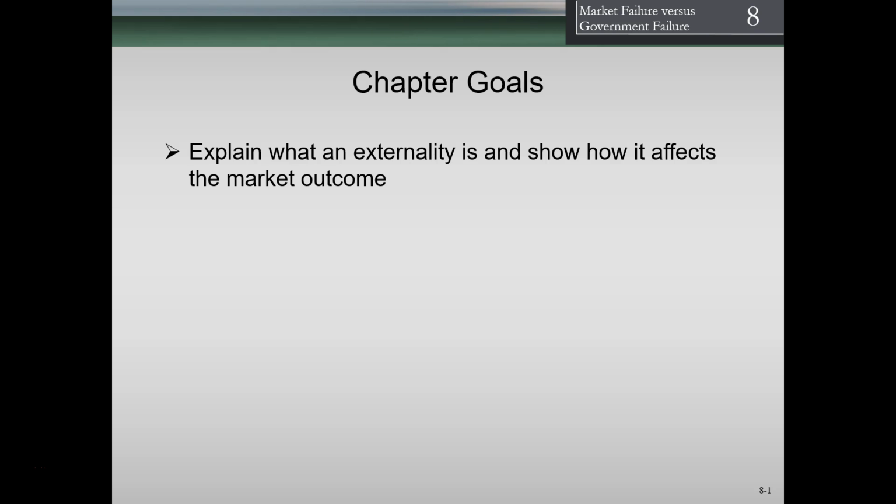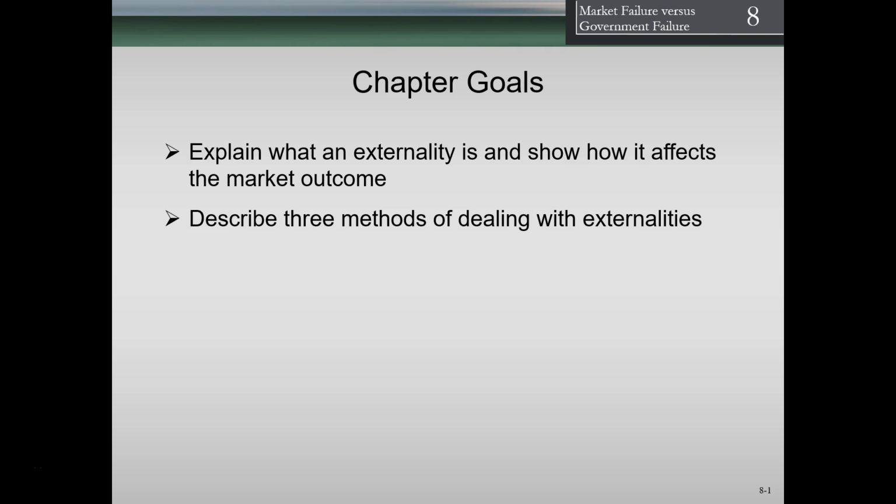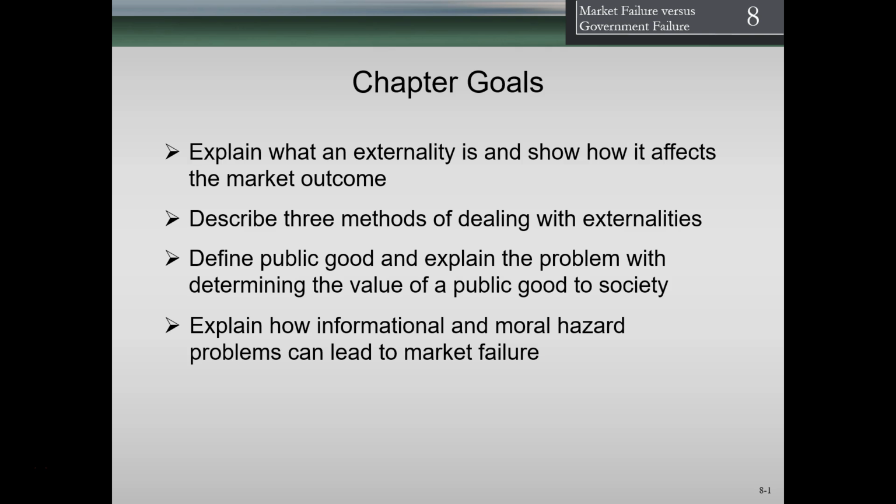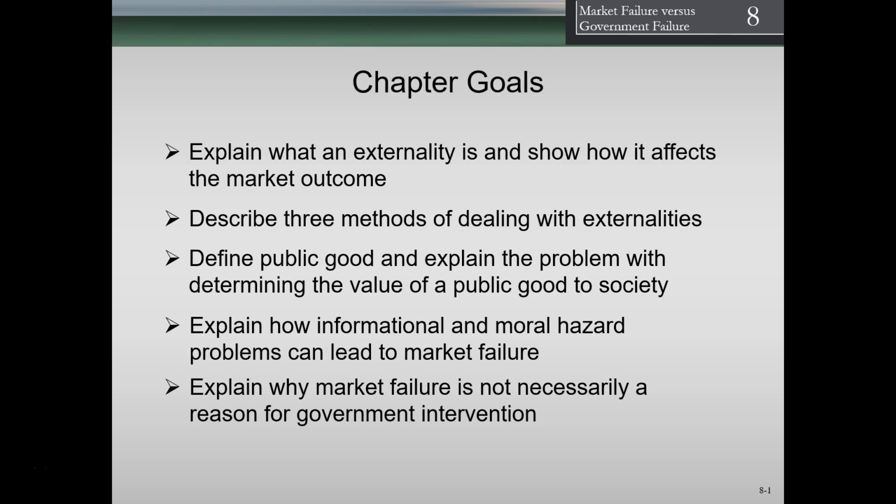Hello, in this lecture we're going to continue our discussion of market failure versus government failure, Chapter 8. Remember that the goals are to explain what an externality is and show how it affects the market outcome, describe three methods of dealing with externalities, define public good, and explain the problem with determining the value of public good to society. Explain how informational and moral hazard problems can lead to market failure, and explain why market failure is not necessarily a reason for government intervention.